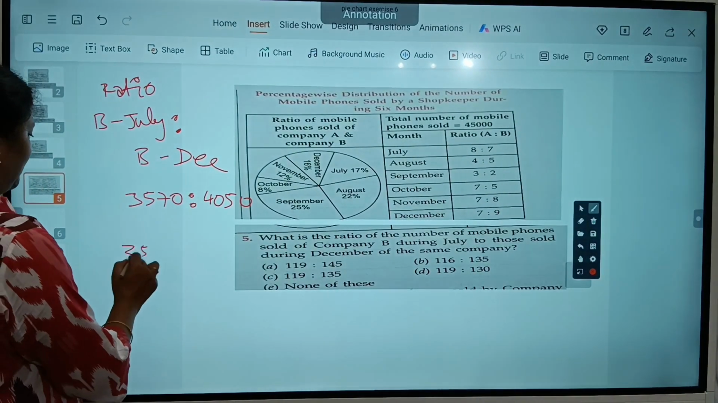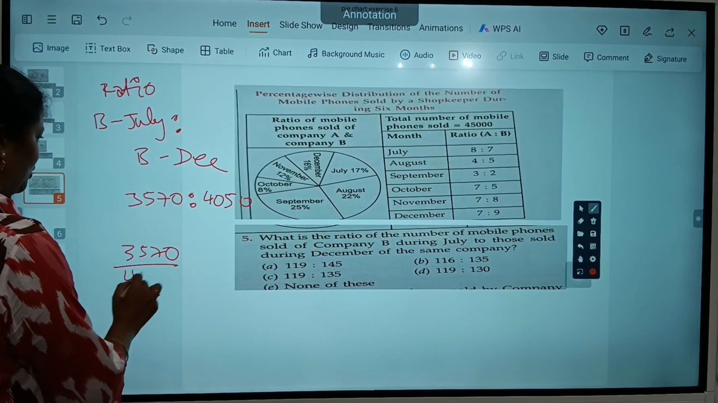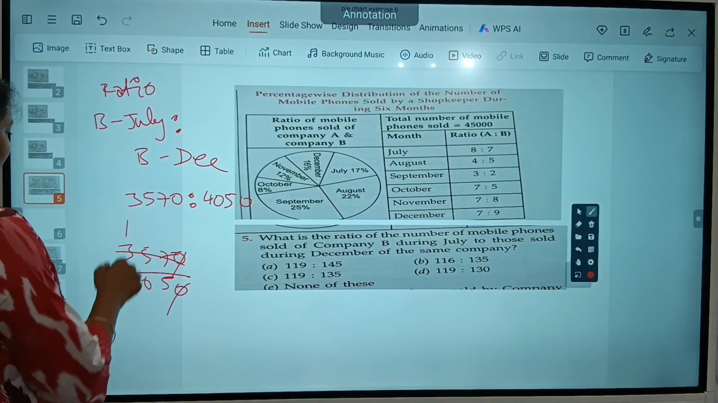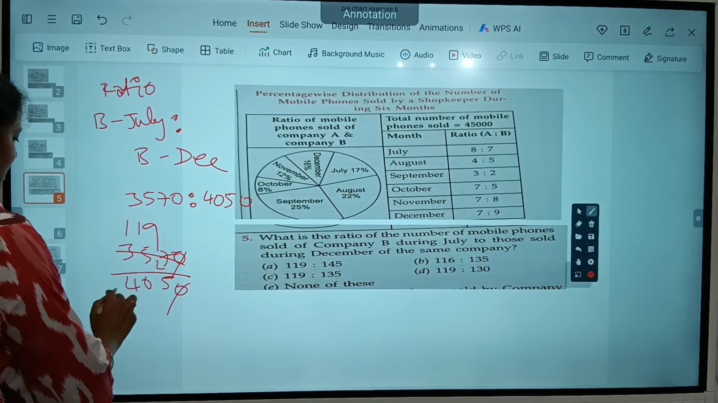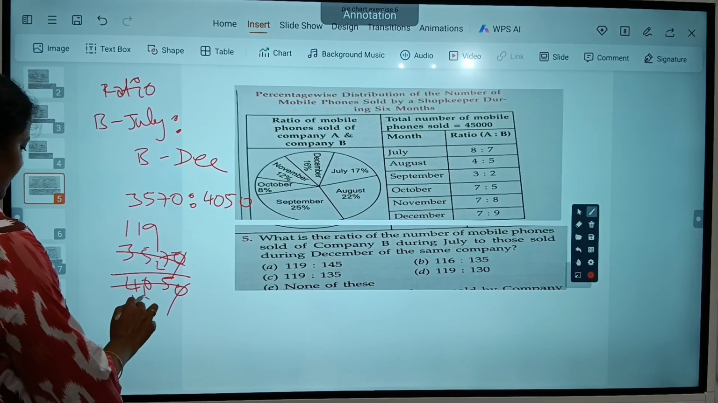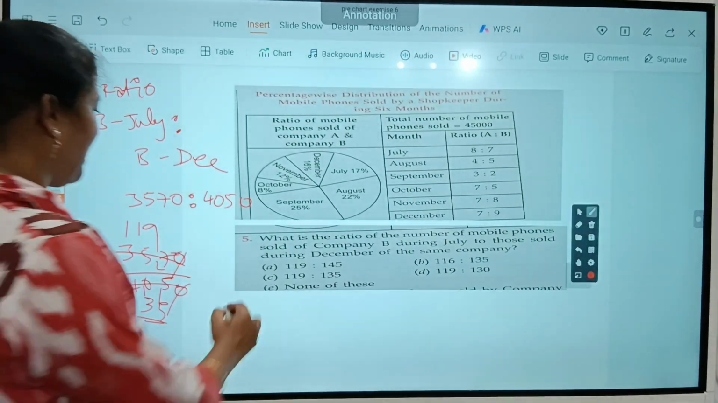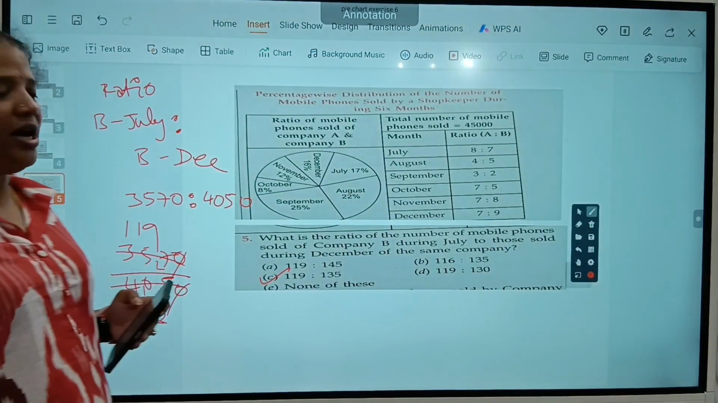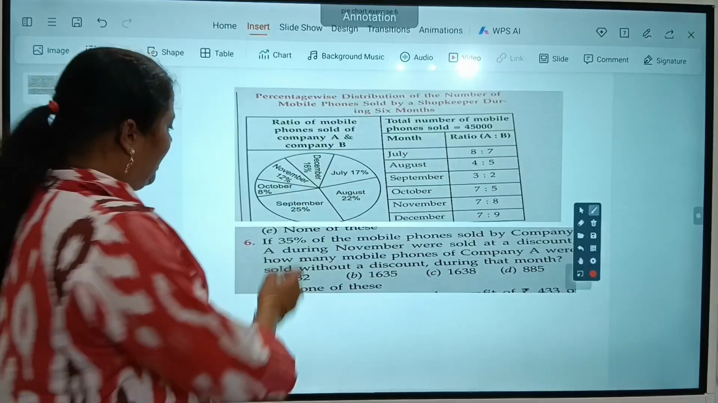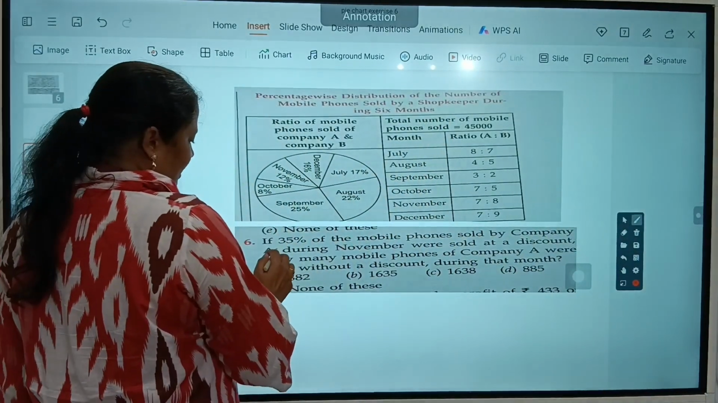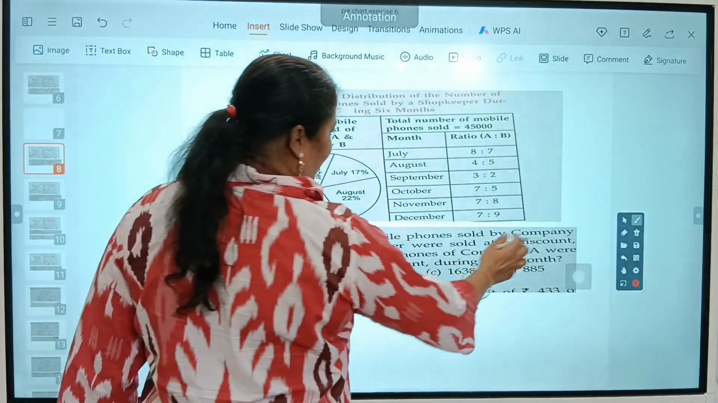If you do this, 3570 by 4050, zero cancel. 3 tens are 30, 3 tens, 3 nines are 27, 3 fives are 15. So it is nothing but 119 by 135. C is the answer.